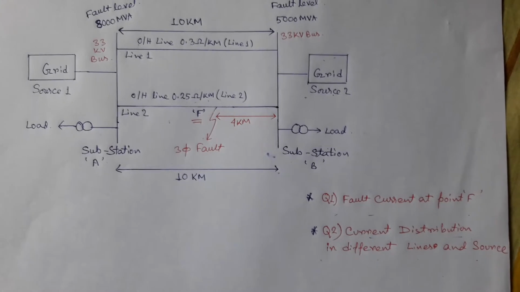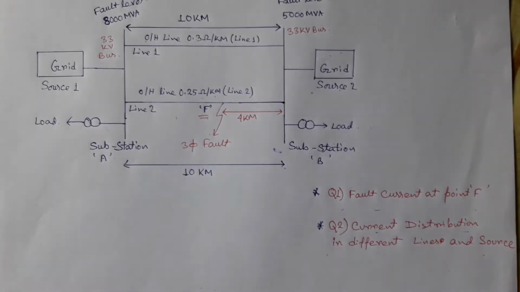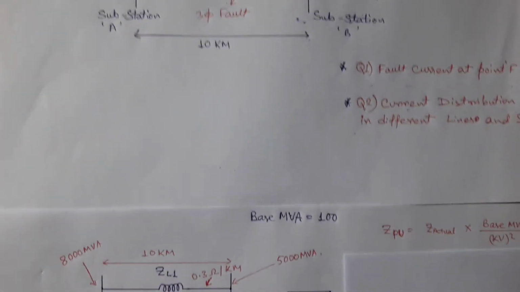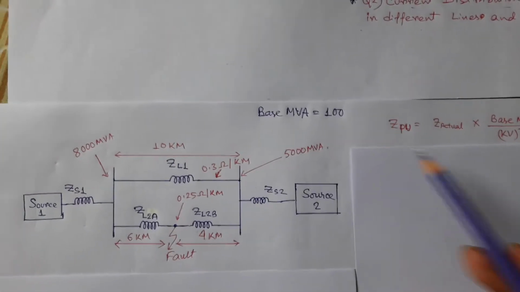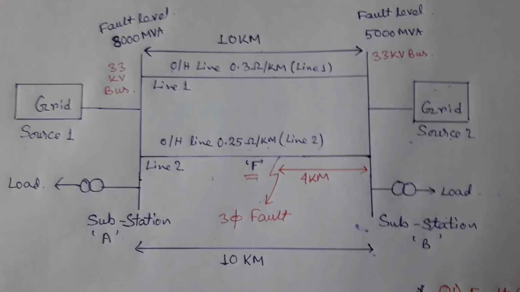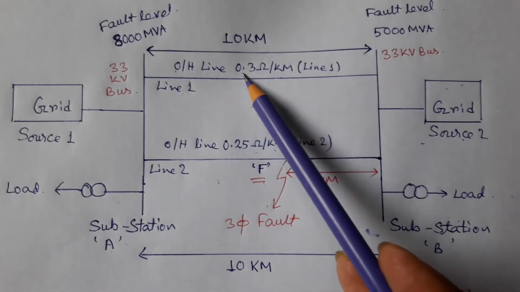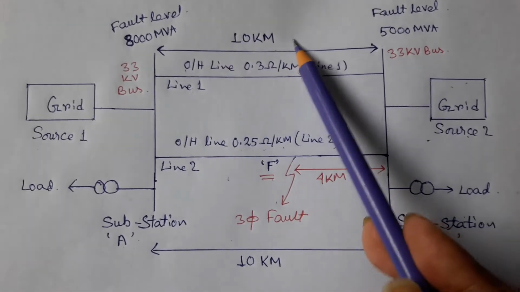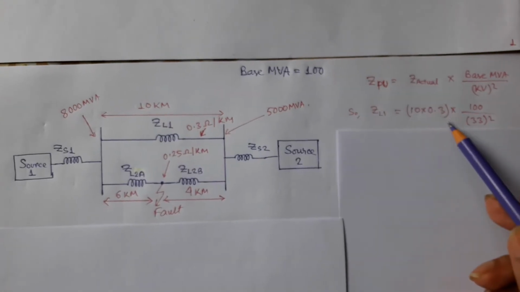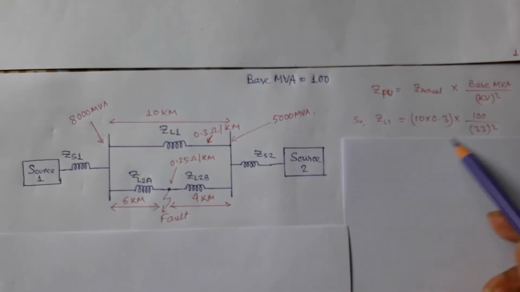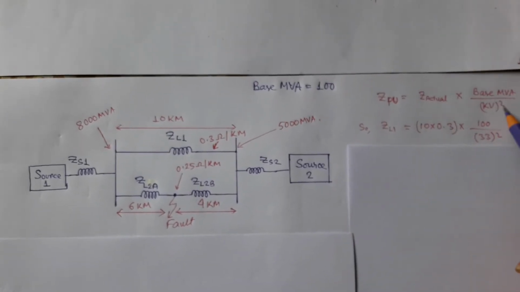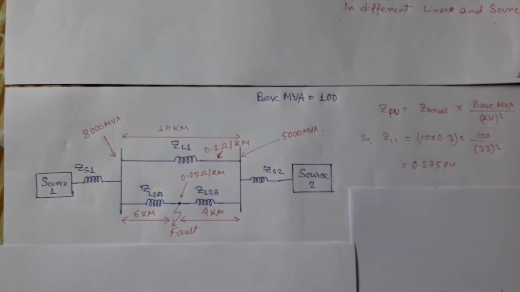Use per unit method, delta star conversion for network reduction, and then superposition theorem for solution of this problem. At first, we will find per unit impedance of transmission lines by using this formula, and we will consider base MVA of this network as 100 MVA. Actual impedance of transmission line 1 is 0.3 ohm per kilometer. So for a 10 kilometer line, actual impedance is 10 kilometer into 0.3. When it is multiplied with base MVA, that is 100 MVA, and divided by 33 kV square, then we will get per unit value.